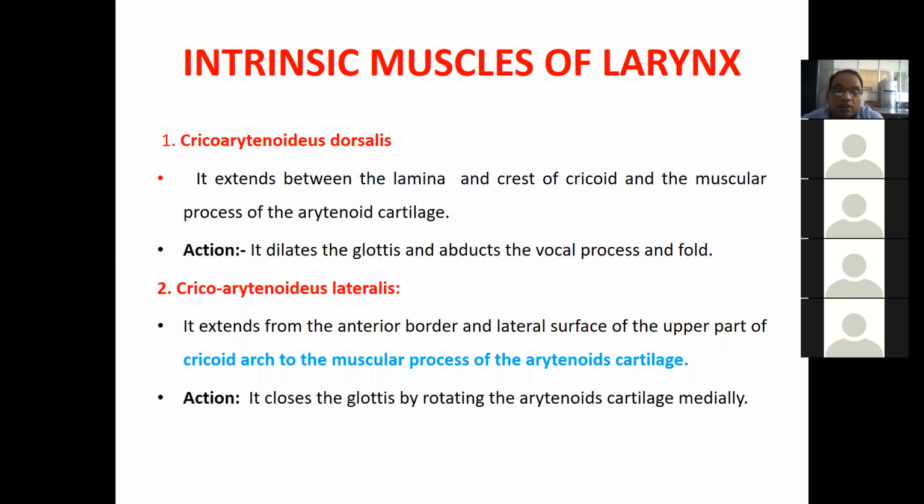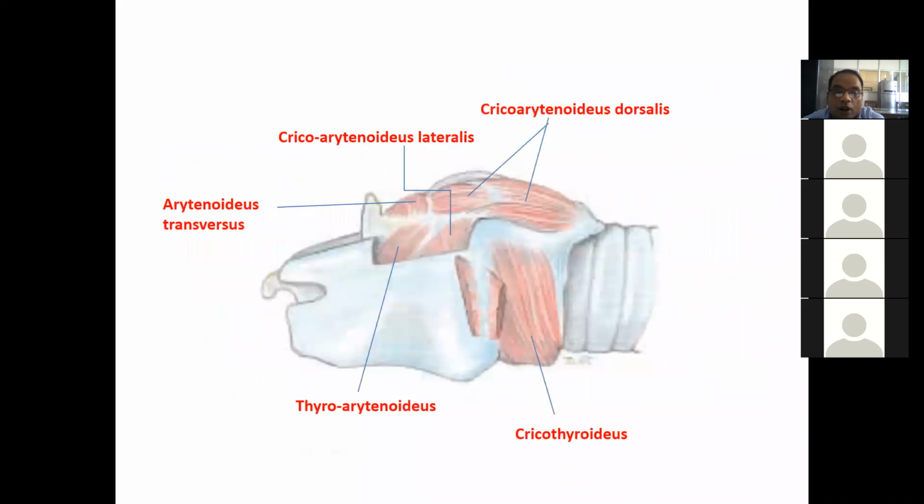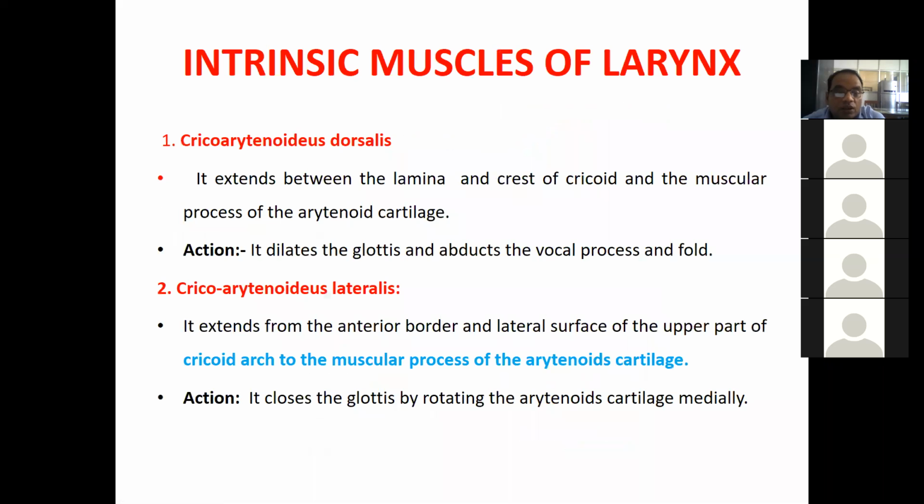This cricoarytenoideus muscle extends between the crest of the cricoid and the muscular process of the arytenoid. You see this one. This is the cricoarytenoideus muscle. I told you this extends from the lamina of the cricoid, and it goes up to the muscular process of the arytenoid cartilage. So it dilates the glottis and abducts the vocal process and the fold.